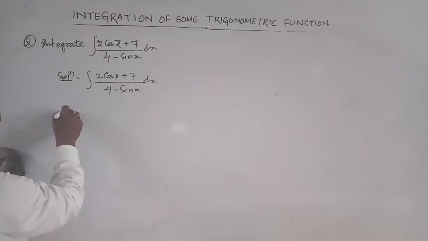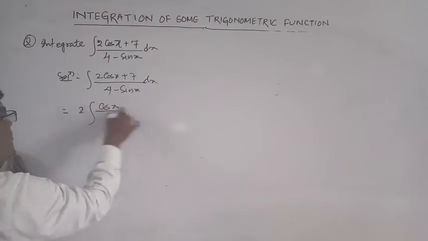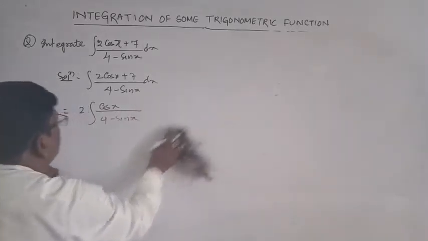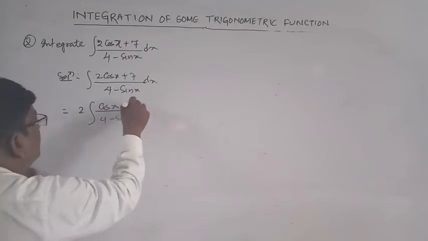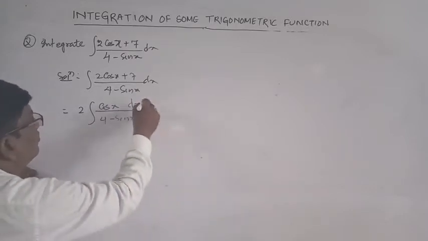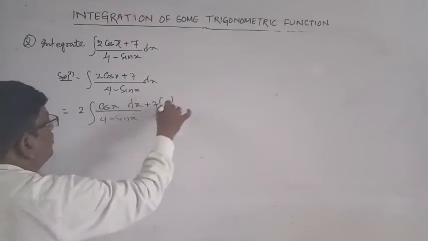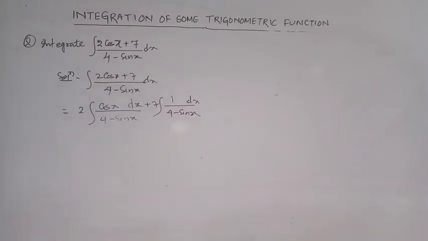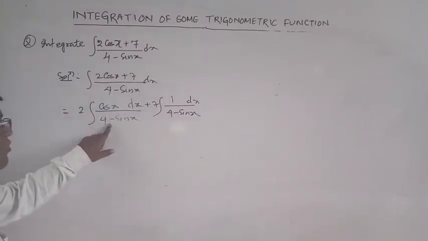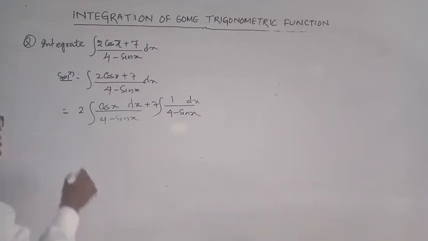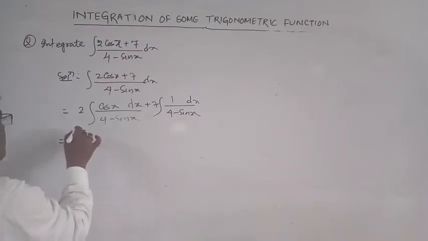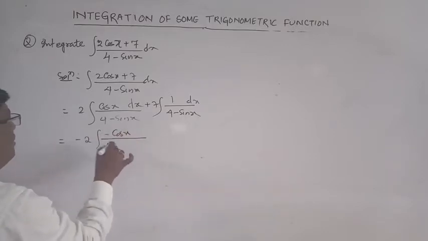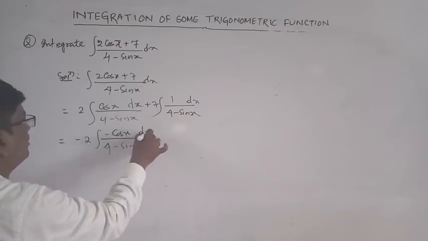Okay, so separate this: 2, this is cos x divided by 4 minus sin x, dx, plus 7 common, 1 by 4 minus sin x into dx. Okay, what is the derivative of this? Derivative of sin x equals minus cos x. So take here minus 2 into minus cos x divided by 4 minus sin x dx.